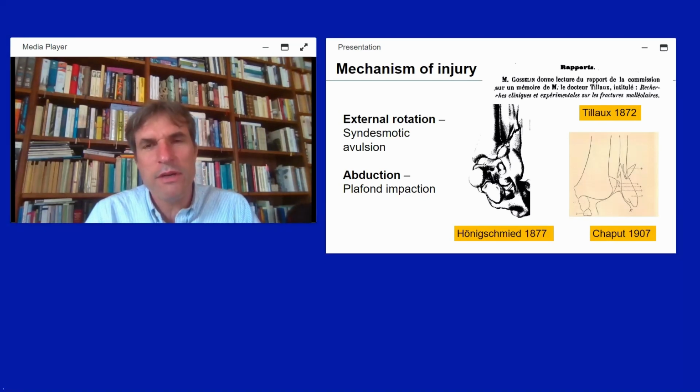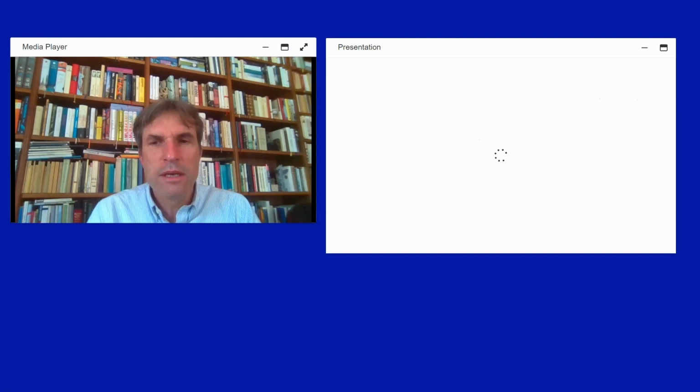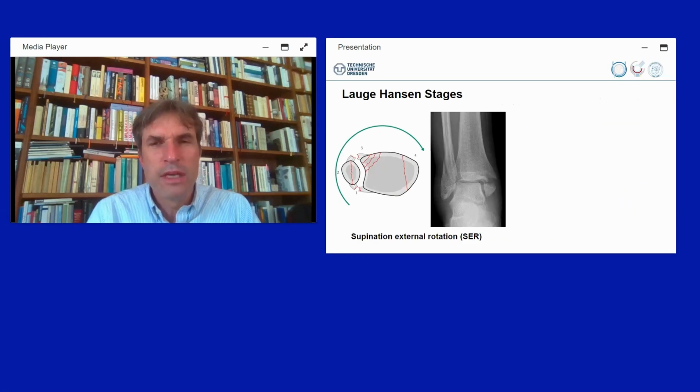And some, like Hönig-Schmidt from Innsbruck, already suspected that this is in fact a syndesmotic avulsion. And Chaput also suspected that abduction of the foot with respect to the ankle may lead to impaction of the tibial plafond. And I think we have some evidence now that this may be in fact the case.